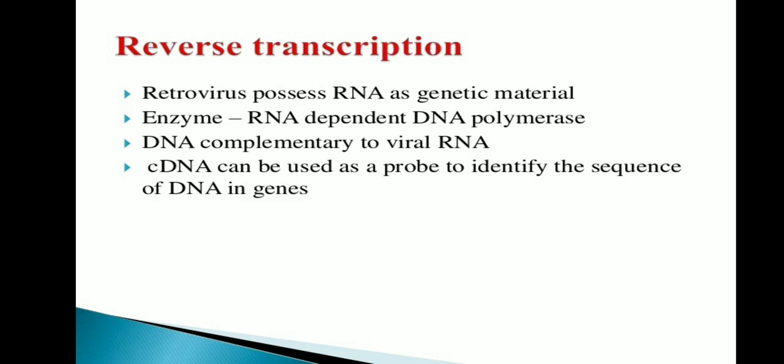So these retroviruses perform reverse transcription, meaning their genetic material is RNA, but when they attack the host cell, they will inject their RNA inside the host cell, but the host has DNA as a genetic material, right? So that's why they have the machinery, meaning they have the enzyme called RNA dependent DNA polymerase. So the RNA will be converted into DNA. That process is called reverse transcription.